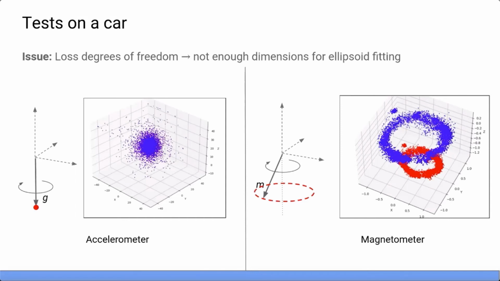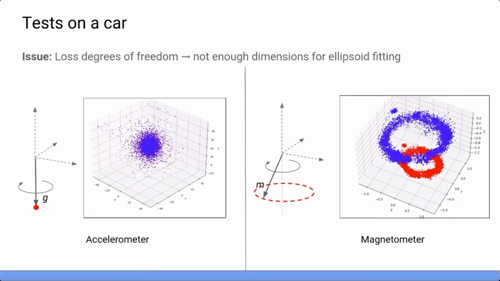Similarly, on the diagram on the right-hand side, we can see the magnetometer vector pointing in a slightly slanted direction because it is not always pointing downwards or sideways.